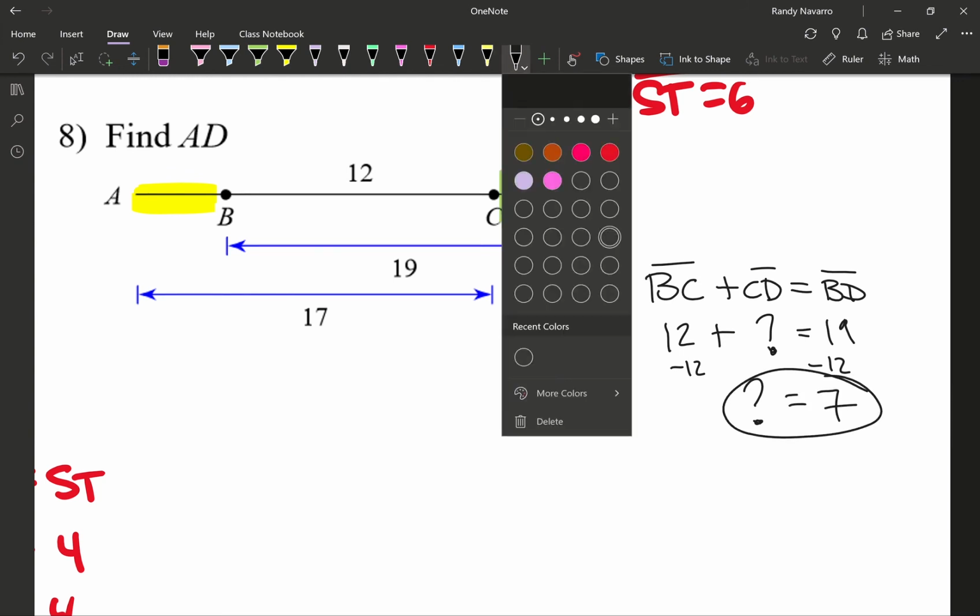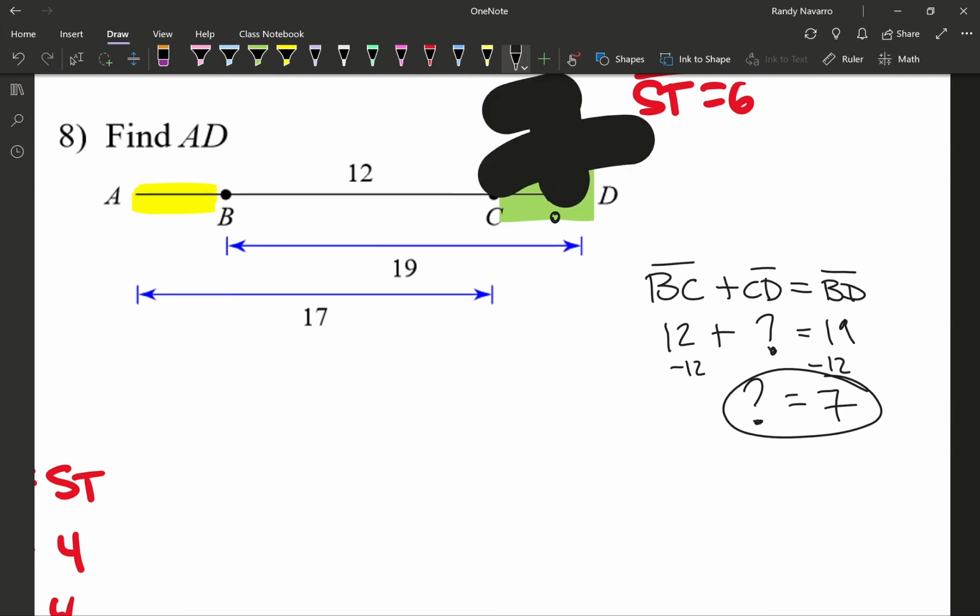So this guy right here is 7. I'm going to make sure you see it. This here is 7. That doesn't even look like a 7. Hold on, that's a 7. So that's 7, and this piece is 19.